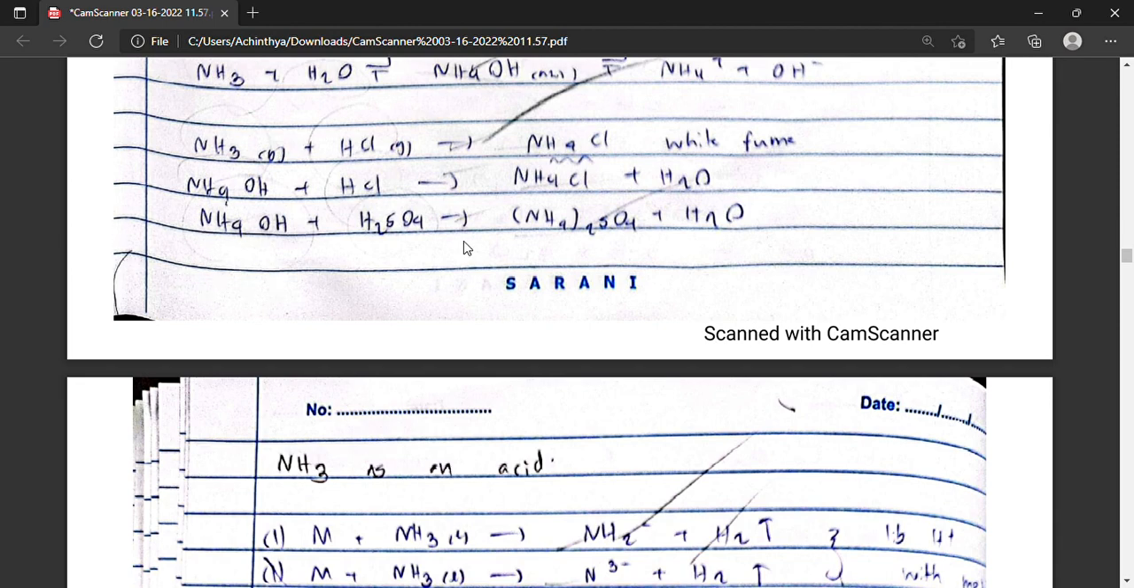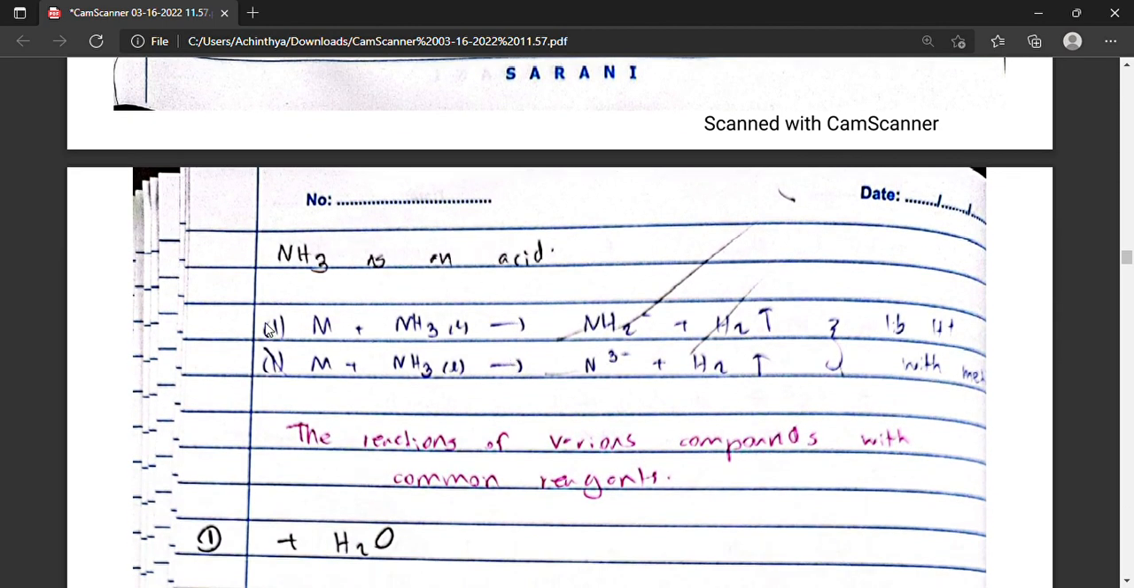Now we will go to the very atypical part where we discuss how ammonia acts as an acid. Here, if we were to take group 1 metals except lithium, like sodium, potassium, rubidium, etc., and react them with liquid ammonia, we get the metal amide, and we get hydrogen.